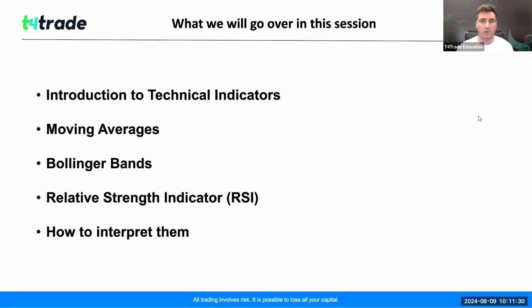What we will go over in this session: a brief introduction to technical indicators, and we're going to look at moving averages, Bollinger Bands, and RSI. As we go through these topics, we're going to give you an introduction and an explanation of how to interpret them, which is what we are aiming for. Understand how they work, what information they are conveying to you, and how to use it accordingly.